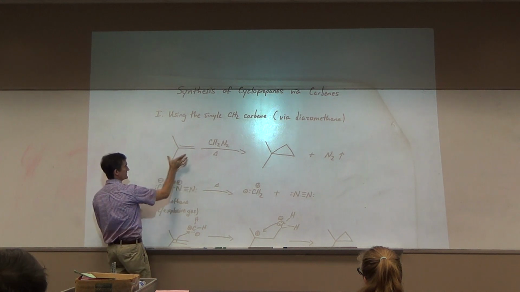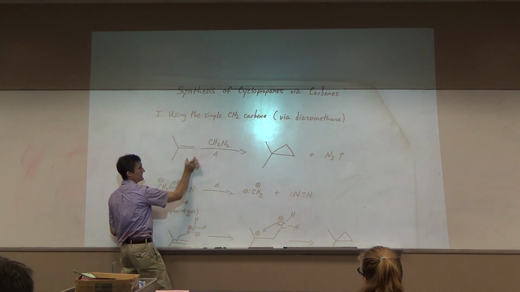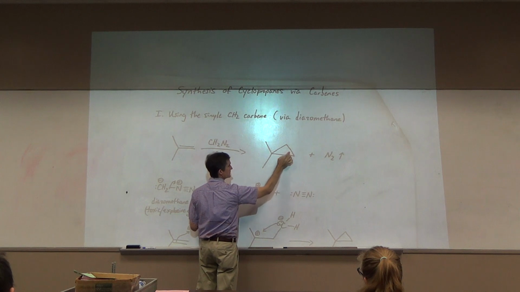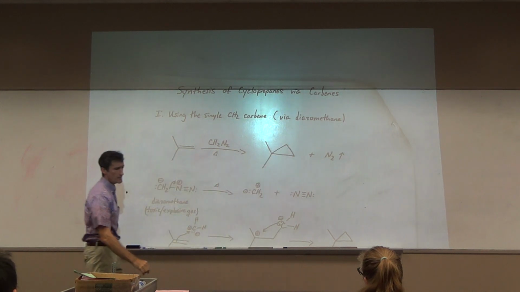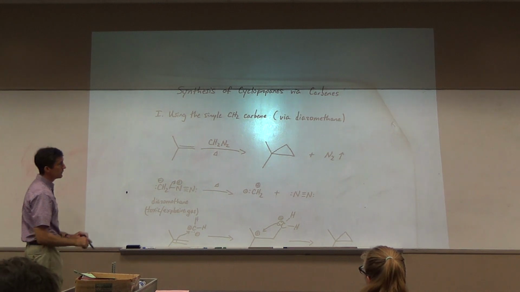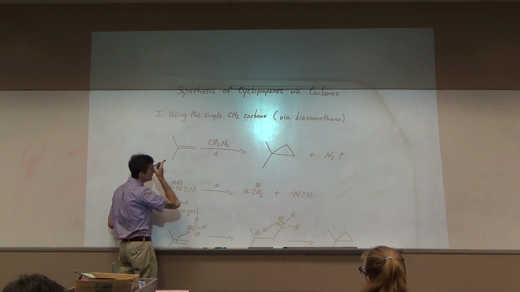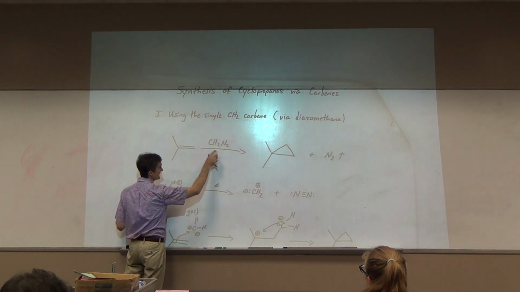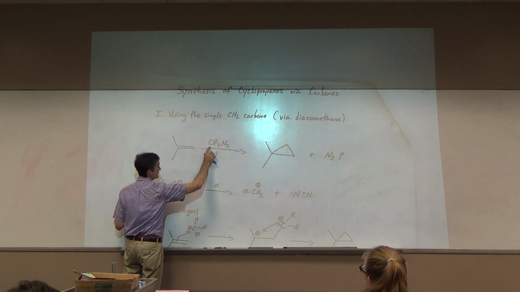What's going on here? Basically, the two carbons of the alkene are still here. They're just going to bond to one additional carbon and make a three-membered ring. The epoxide was a three-membered ring. Yep. So they had oxygen. This is all carbon. One traditional way to do this is to react your alkene with diazomethane, CH2N2.